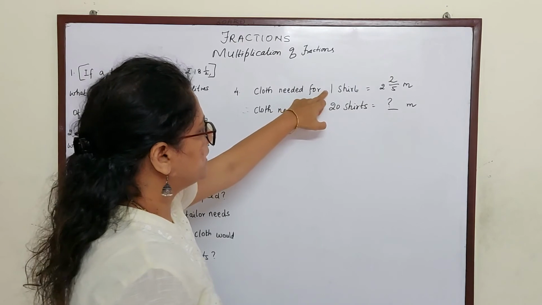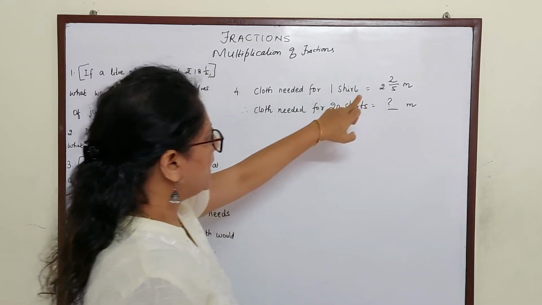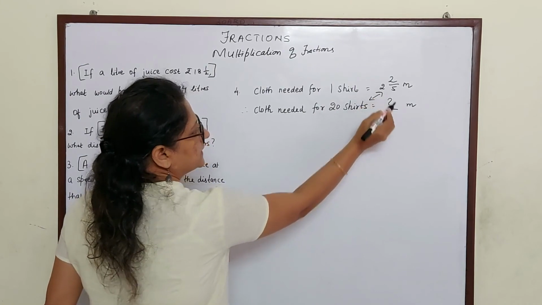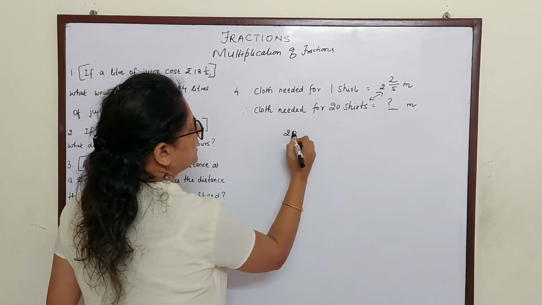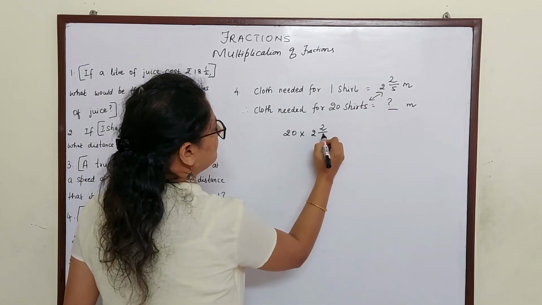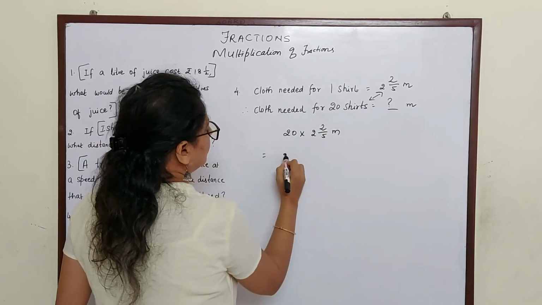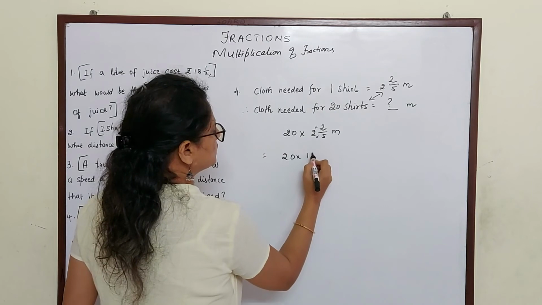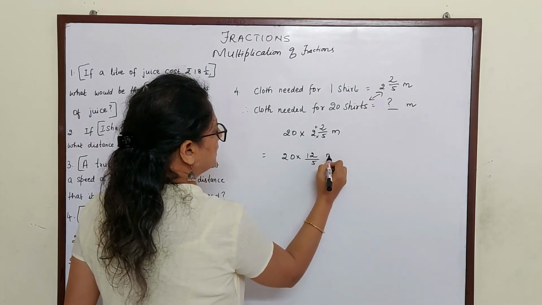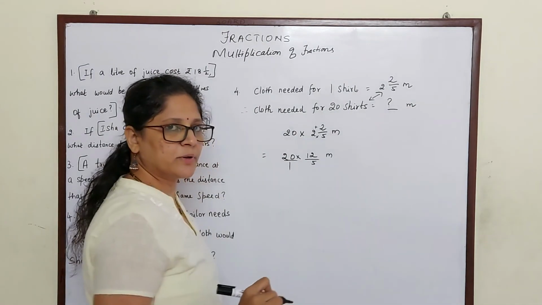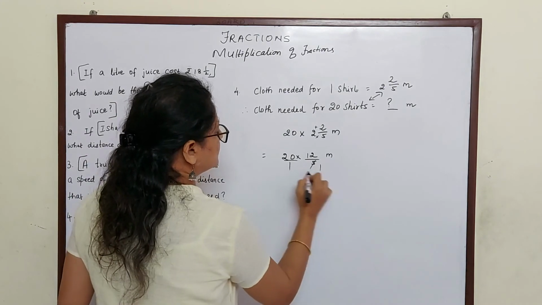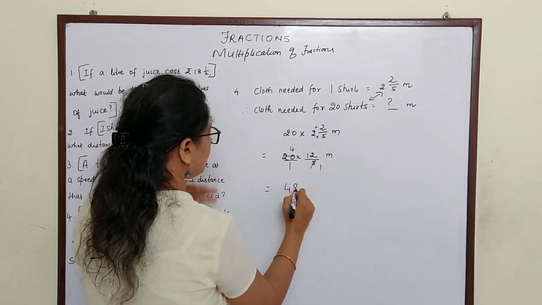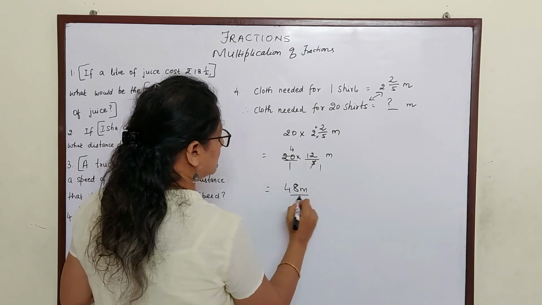So here they have given information for one and asked for many. So this is a case of cross multiplication. So 20 into 2 2 by 5 meter. So convert the mixed fraction. 5 2s are 10, 10 plus 2, 12 by 5 meter. Now here there is nothing, so I am putting 1. 5 1s are 5, 5 4s are 20. So 12 4s are 48 meter.